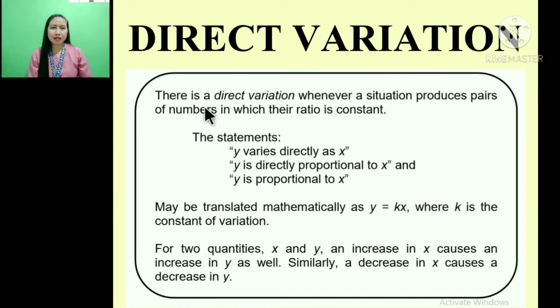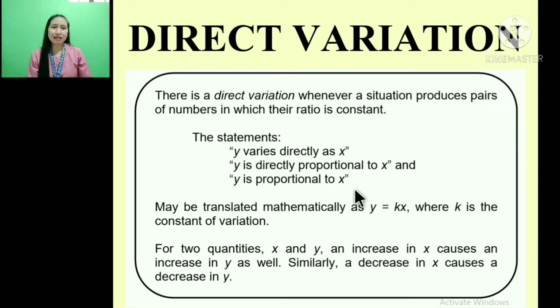So let's define. There is a direct variation whenever a situation produces pairs of numbers in which their ratio is constant. So we have the following statements so that a situation will be a direct variation. So y varies directly as x. That is the first statement. Next, we have y is directly proportional to x. And the third one, we have y is proportional to x.